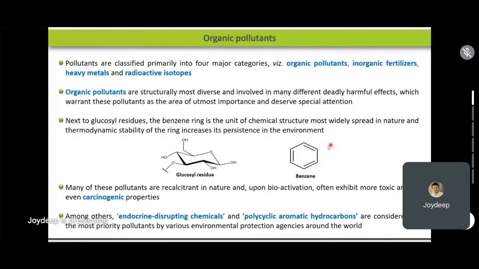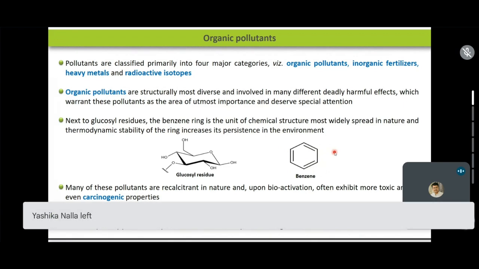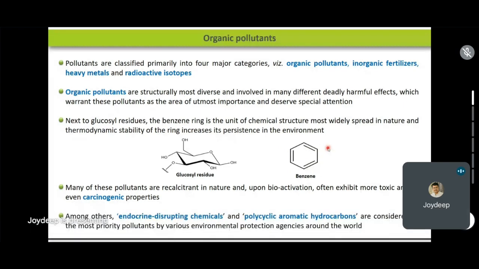There are several types of aromatic nuclei or aromatic compounds in nature, or anthropogenic compounds, that is man-made synthetic compounds. Among them, the two most important and most dangerous are classified into two categories. One is endocrine disrupting chemicals, the other is polycyclic aromatic hydrocarbons. These are the two categories that I will discuss gradually in the next few slides. They are considered most priority pollutants by most of the environmental protection agencies around the world.